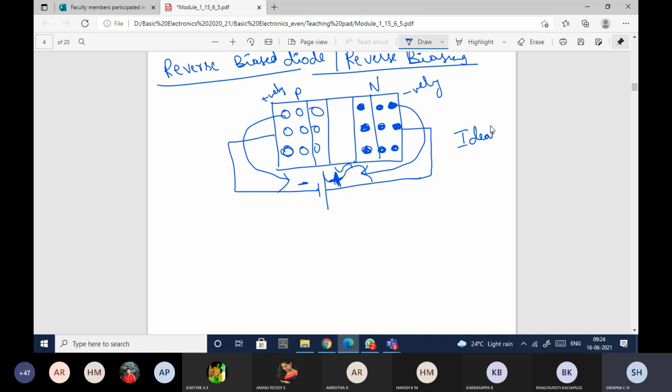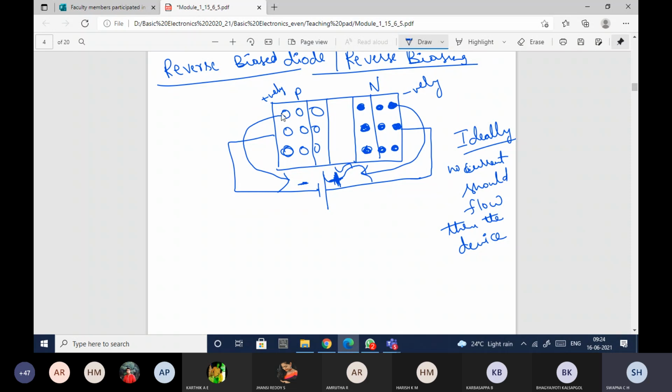Ideally, there should not be any reverse current. No current should flow through the device.